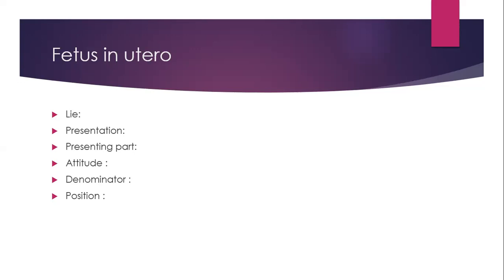So how many lies are there? Actually, there are three types of lie: longitudinal, oblique, and transverse. We don't have to focus much on these things, that's why I'm just taking them superficially. I think you have studied all these well, and you will all have a good control over your obstetrics.